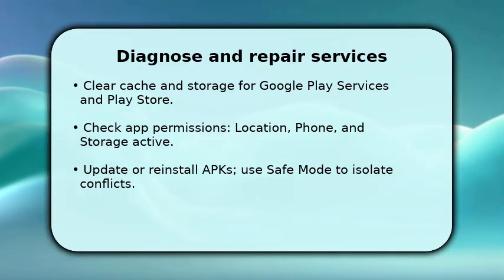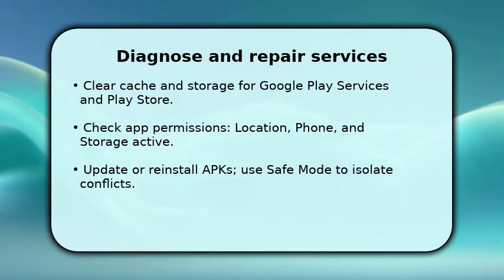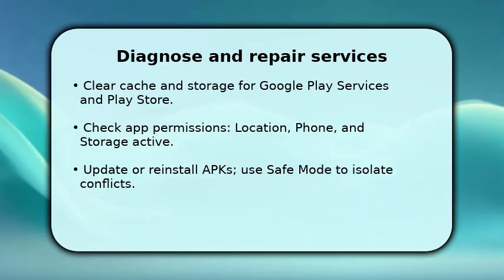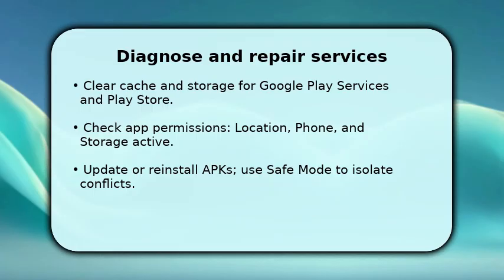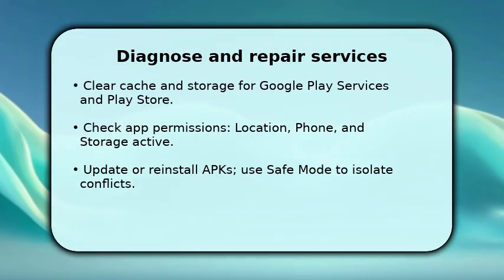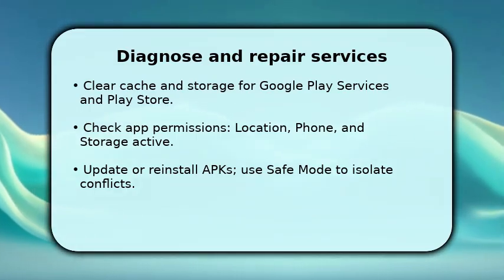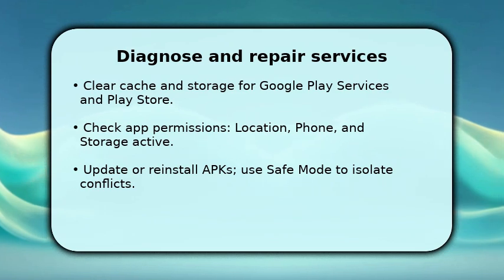Next, inspect permissions. Ensure location, phone, and storage are allowed so services can run properly. If issues persist, download the correct Play Services APK matching your ABI and version, or reboot into safe mode to determine whether a third-party app is interfering.